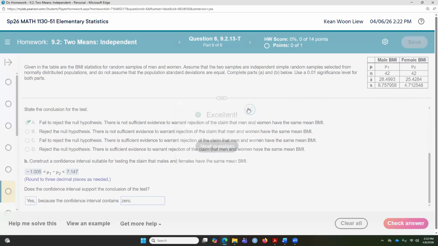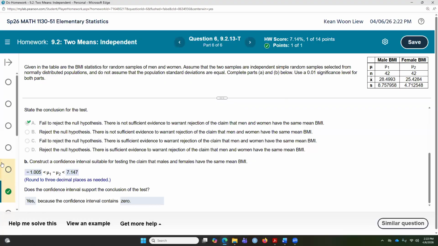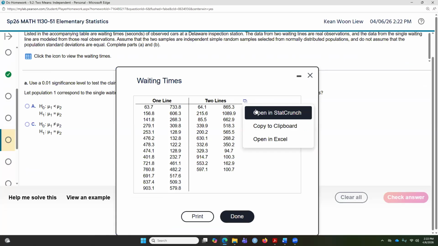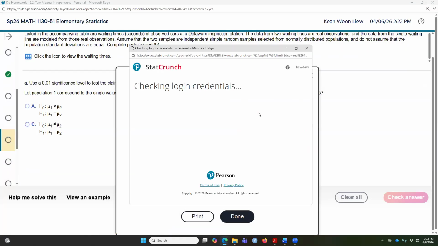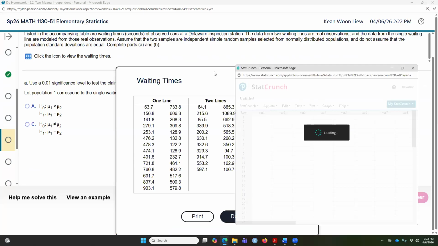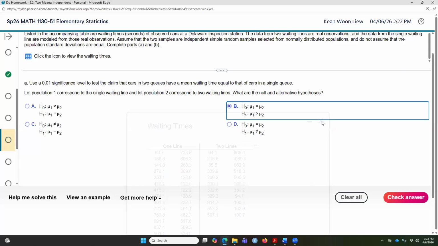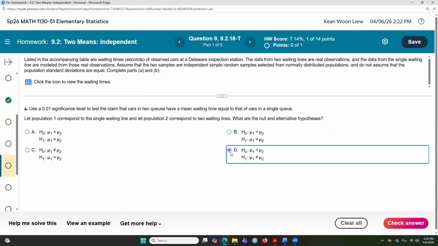Okay, now this is when the question gives us the samples, the summary statistics. Now this question asks about two waiting lines in your car here, and they give you the waiting times. So when you click on it, make sure you import this into StatCrunch. The question is asking whether these two have equal means. Equal means mu1 equals mu2, versus mu1 is not equal to mu2. So make sure you know equal. This is your claim, your statement in this case.